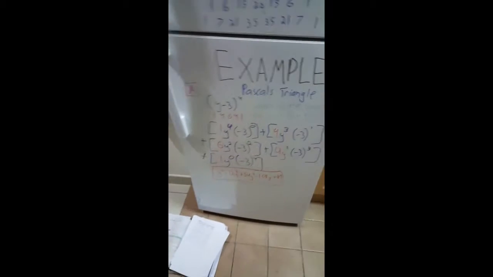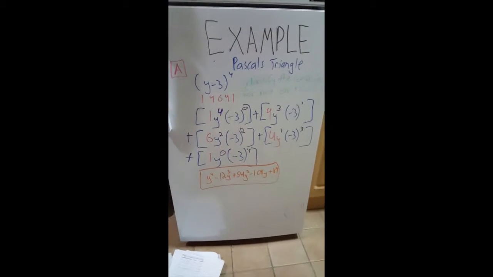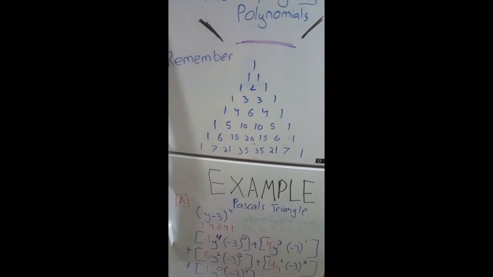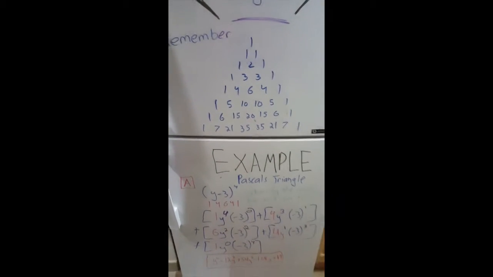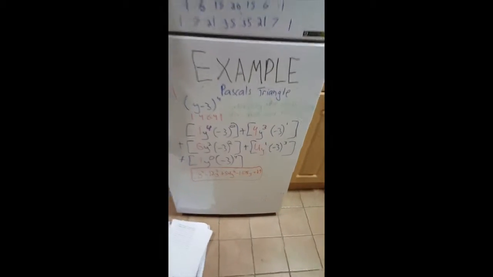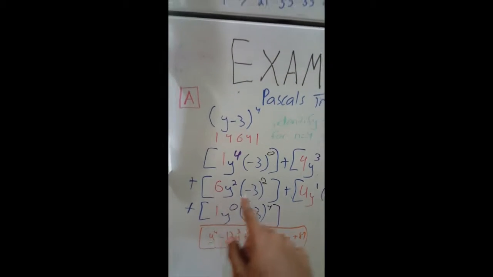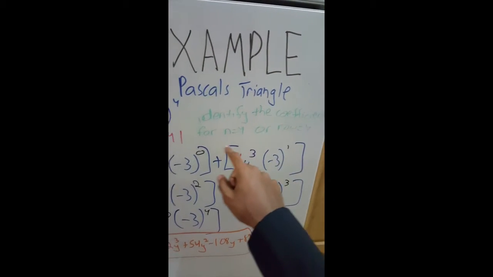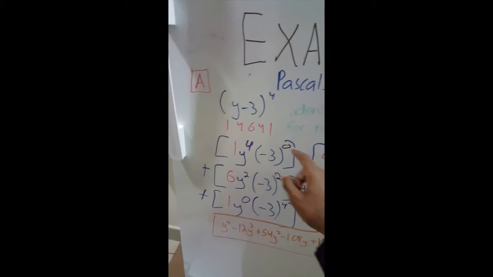For our final example, I'll be explaining how to use Pascal's triangle. This is a picture of Pascal's triangle all the way to row 7. So in Pascal's triangle, an example is y minus 3 to the power 4. First, we identify the coefficients for n equals 4, or row 4.